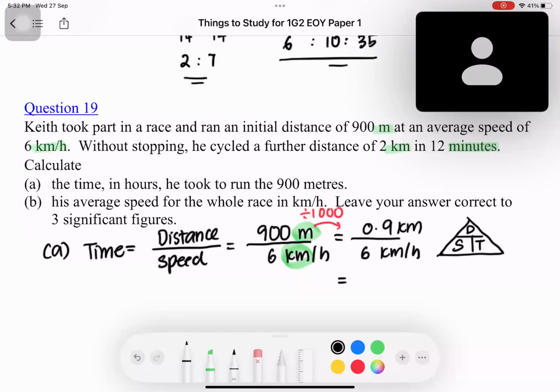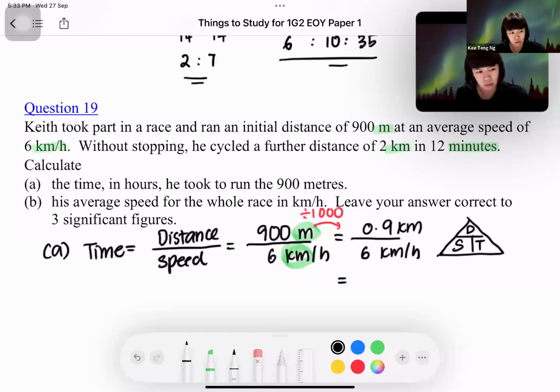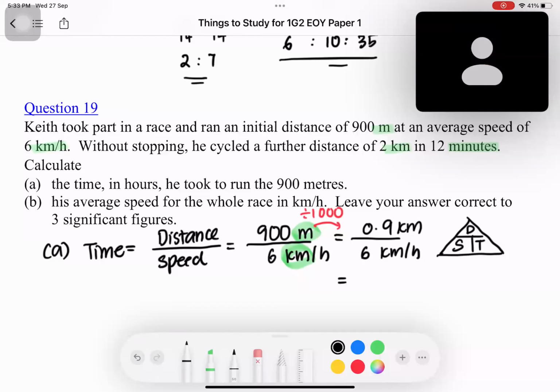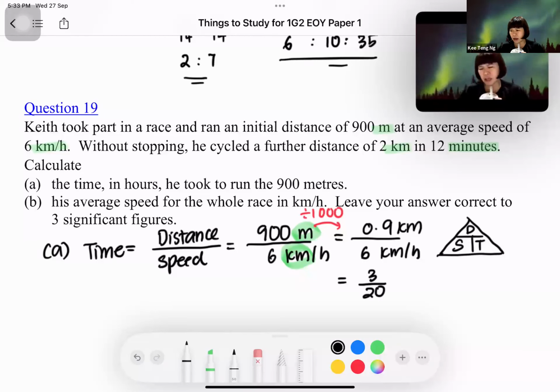Yeah, Derek. Yeah, 0.9 over 6. Press calculator. Don't tell me you got no calculator. 3 over 20. That doesn't sound like it's Derek. Never mind, ask Derek to do again.